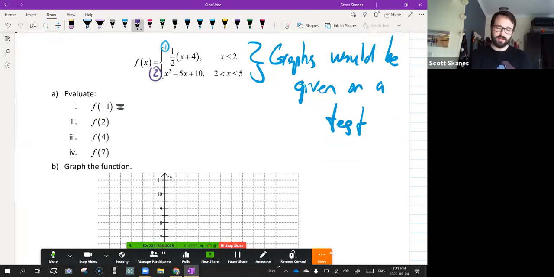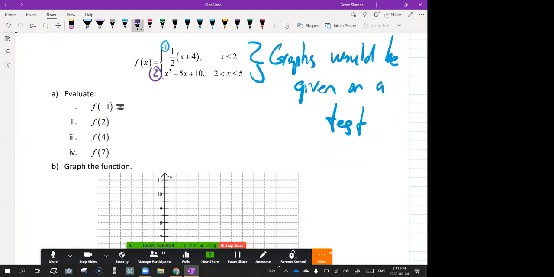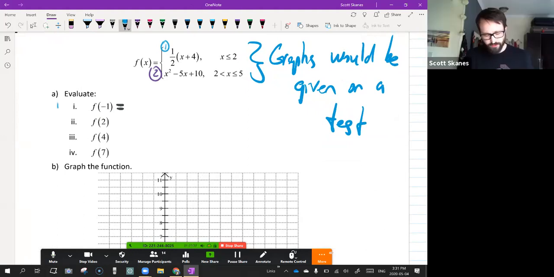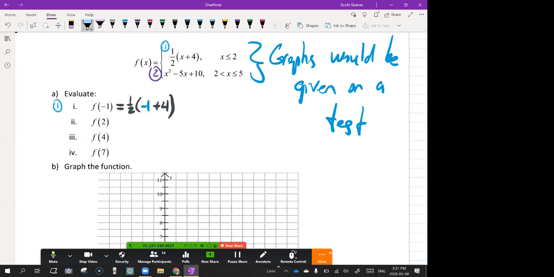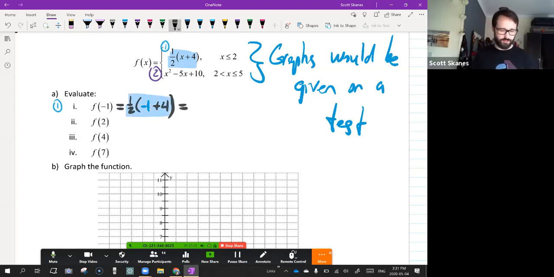The value x equals -1, which function are we going to use? The first or the second one? First one. It is the first one because -1 is less than 2, so we have to choose that function. So let's do that. We'll choose this function, half of -1 plus 4, and then we'll get our answer. Half of 3, that's 3 over 2, or 1.5, same thing.